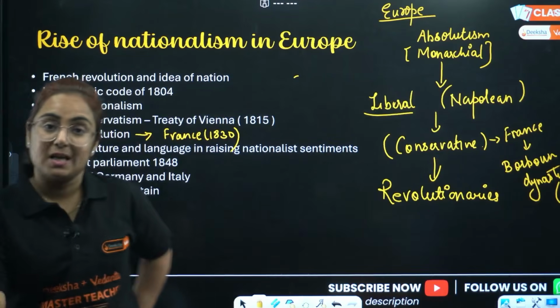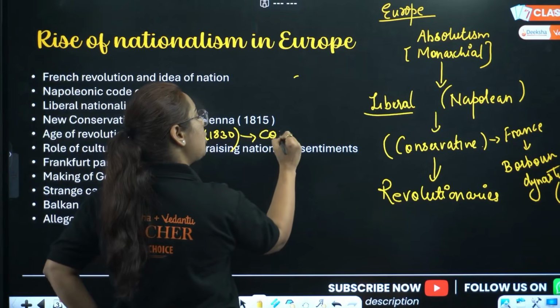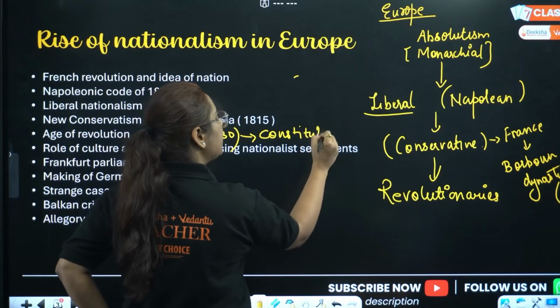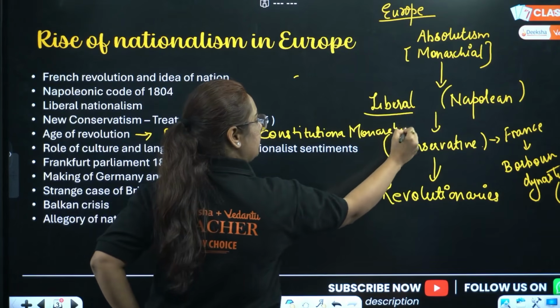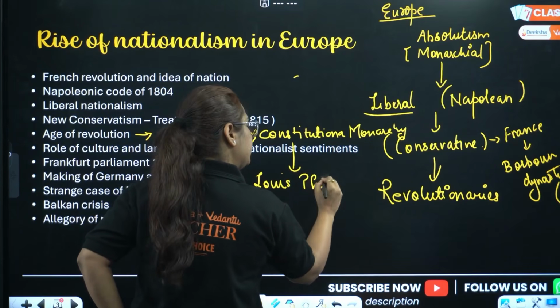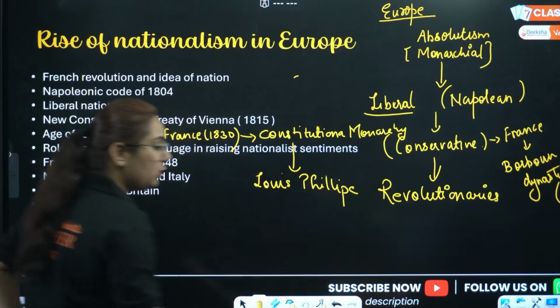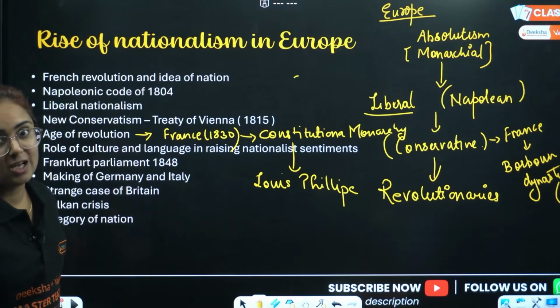So in France, the people revolted and demanded a constitutional monarchy. And demanded what, my dear children? Constitutional monarchy under Louis Philippe. Okay, under Louis Philippe. Now what happened? Duke Metternich said, when France sneezes, the rest of Europe catches a cold.